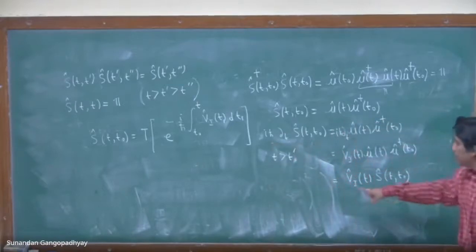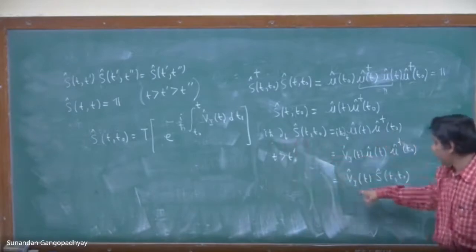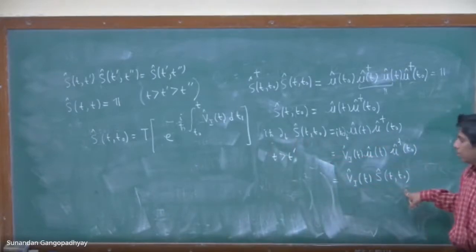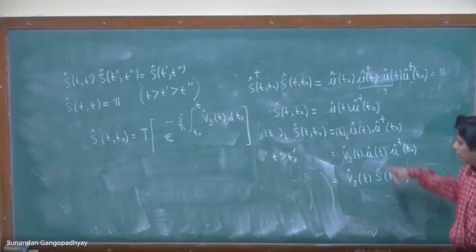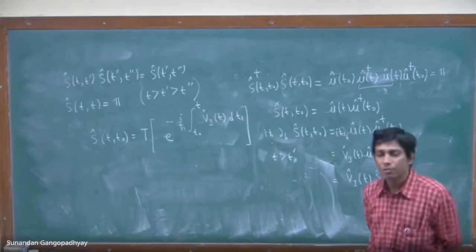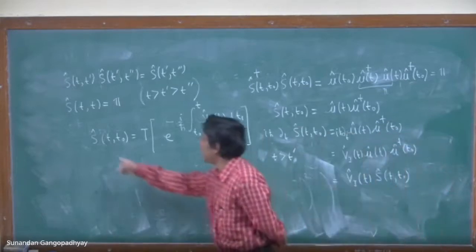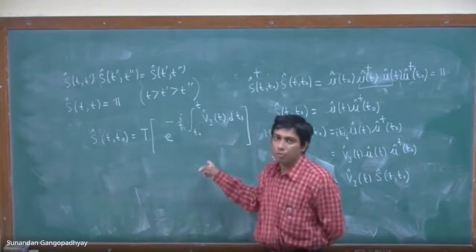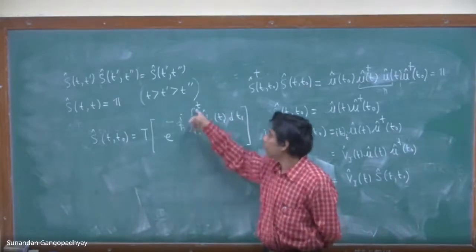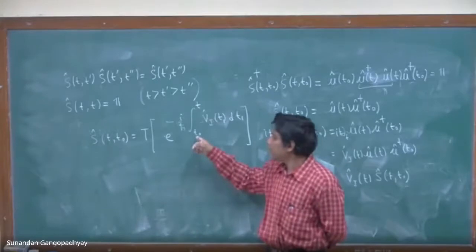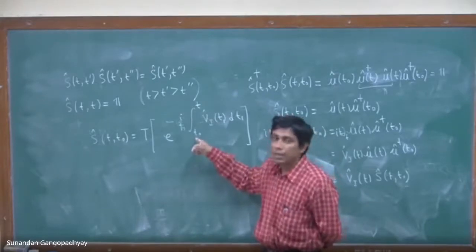This is the differential equation for S hat T comma T naught. So now you just start to solve this differential equation in exactly the same way as you did it for the operator U hat T. Then you will land up at this formal solution. Instead of 0 to T, the only difference in this case will be that the integral will be from T naught to T.